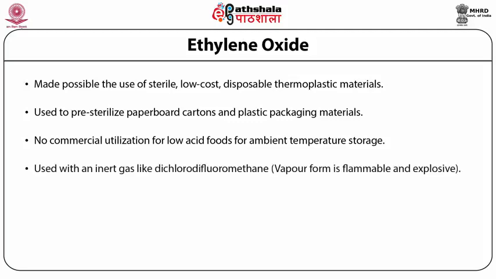The vapor form is flammable and explosive and hence employed as a mixture with an inert gas such as dichloro-difluoromethane. An important consideration in bulk sterilization of preformed packaging materials is ethylene oxide's ability to permeate and contact all surfaces that need to be sterilized. The method can be carried out at low temperatures and damages relatively few materials.